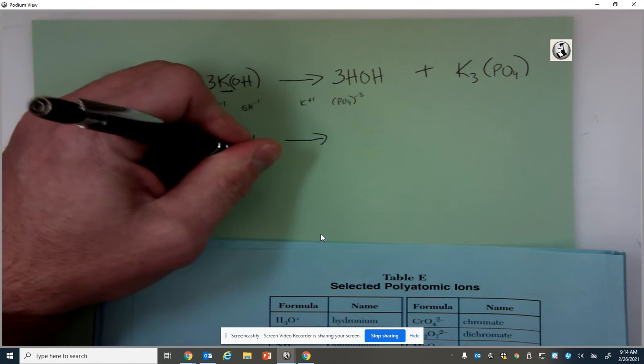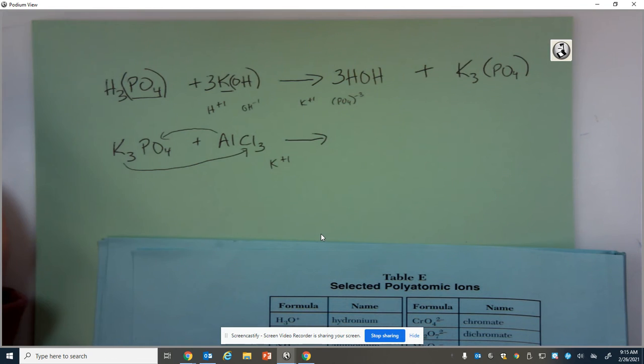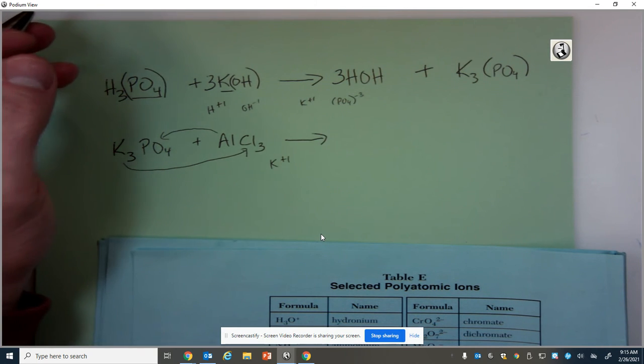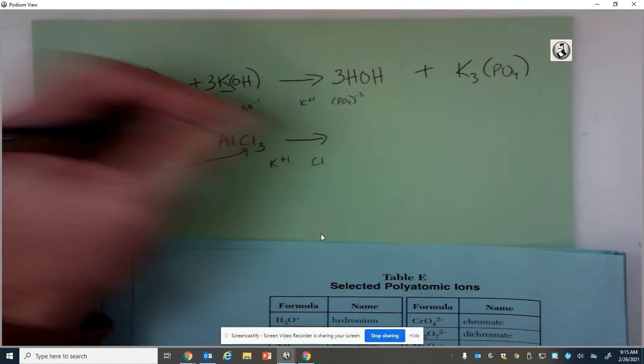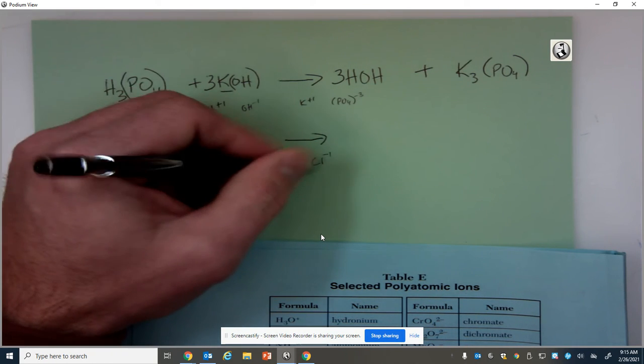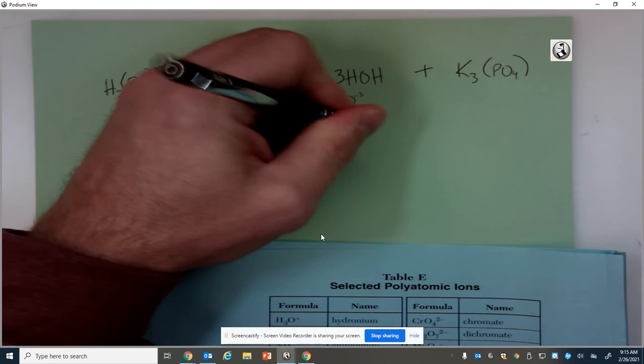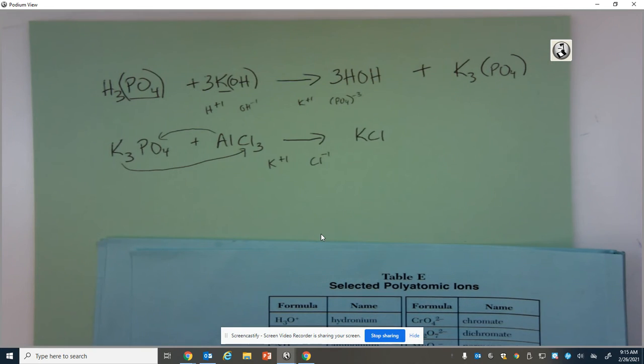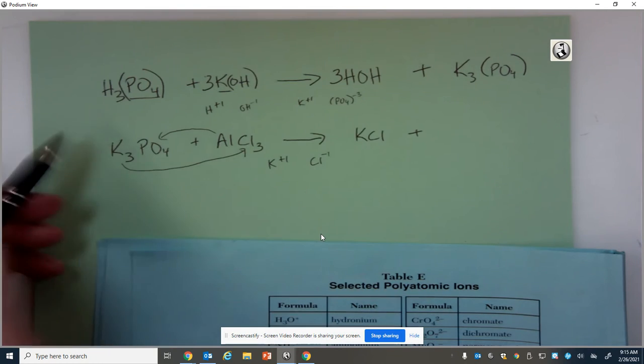So K, I'm just going to use this as my scrap paper, K plus 1. I'm not going to take the time to look up the periodic table; you can have yours available to you. Chlorine, if you look it up on the periodic table, has a negative 1. Crisscross jump jump. So you get KCl as the formula of the first compound we're going to do. It doesn't have to be the first one.